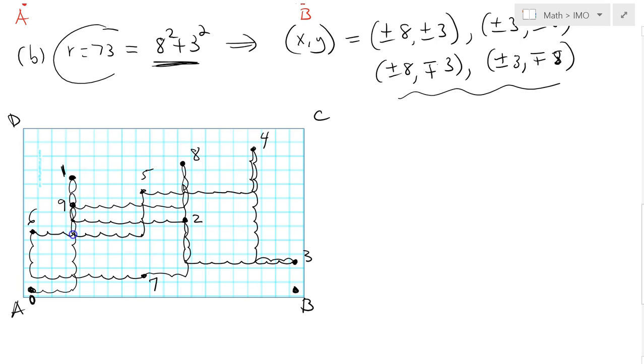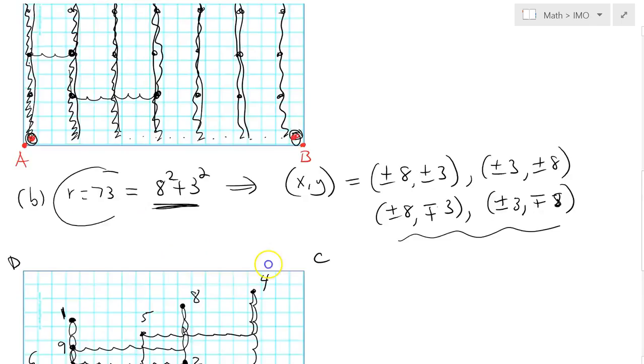Down 3, right 8. That's point 10. Then 3, and 8. Whew! In 11 steps, I just showed you a construction of how to start from point A and, in 11 steps, reach point B. So therefore we have proven part B.